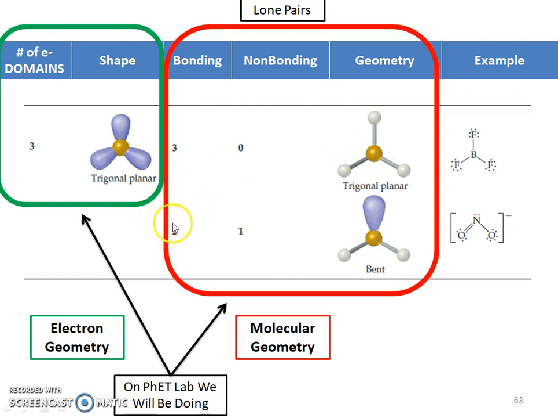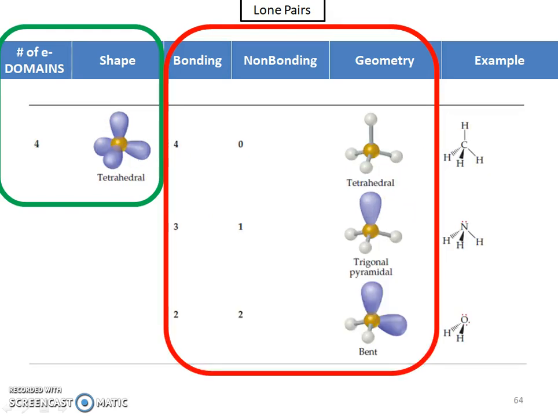However, when you have 2 bonds and 1 lone pair of electrons, so here's 2 bonds, but we have 1 lone pair, we're going to call it bent. So there is going to be a difference between its electron domain shape and the geometry. Here is tetrahedral. You can look over the bonding and non-bonding and how that changes the geometry.